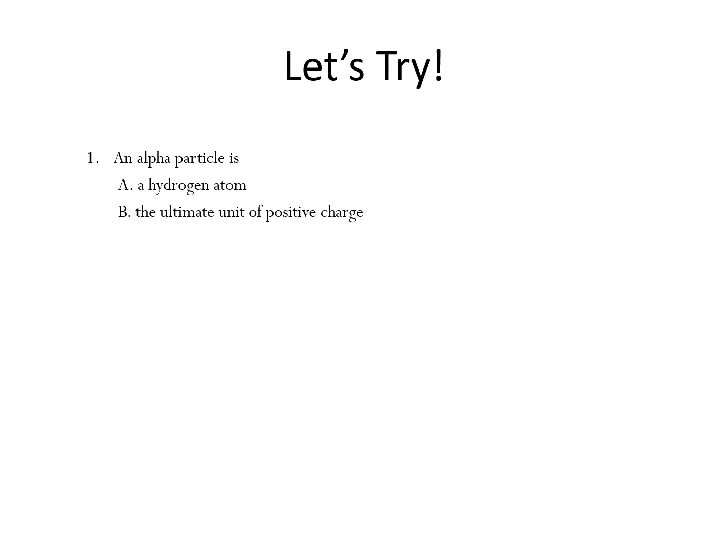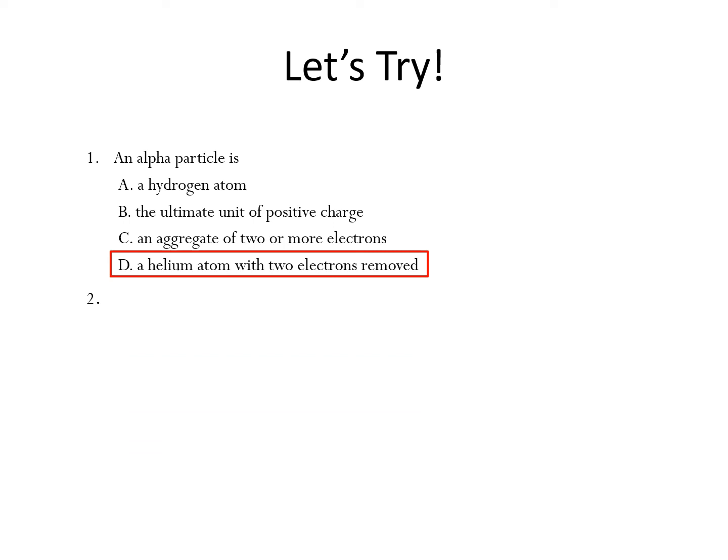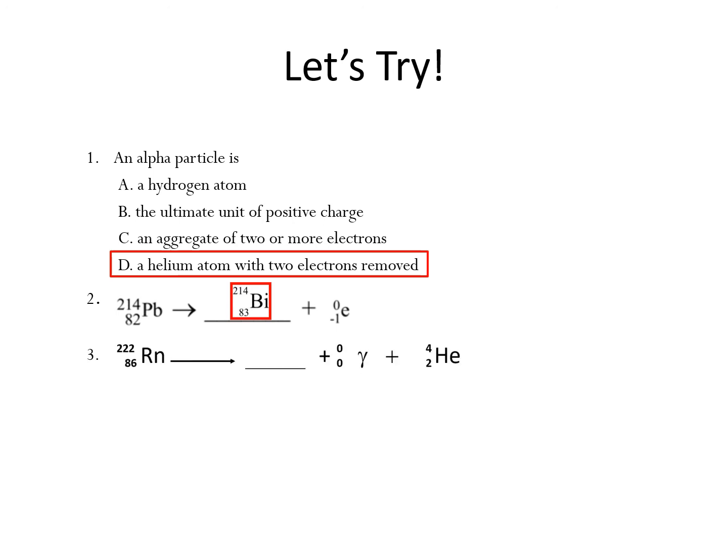Now, to test your understanding, let's try these questions. The first one: an alpha particle is A, a hydrogen atom, B, the ultimate unit of positive charge, C, an aggregate of 2 or more electrons, and D, a helium atom with 2 electrons removed. The answer is D. The second one, complete the decay equation below. The answer is bismuth-214. The third one, and for the last one, the answer is polonium-218.